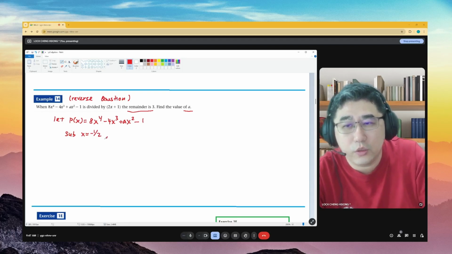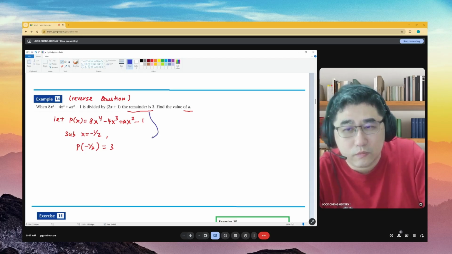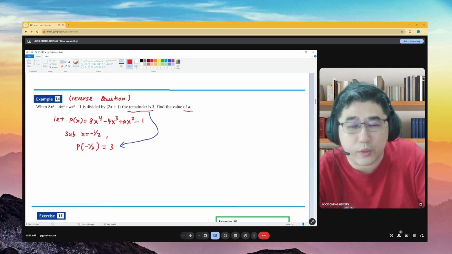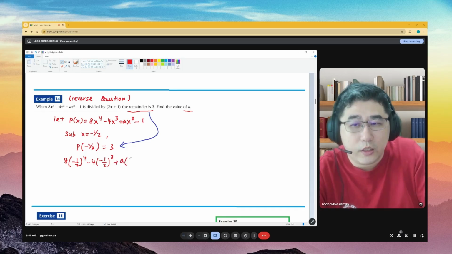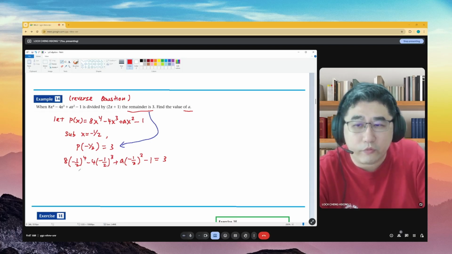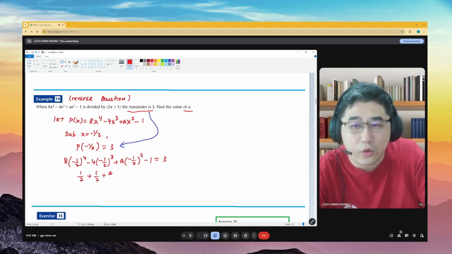According to the information by the remainder theorem, p of negative 1 over 2 equals 3. This is the information that they tell us. So all I need to do is my calculation. 8 times negative 1 over 2 power 4 minus 4 times negative 1 over 2 power 3 plus a times negative 1 over 2 squared minus 1 equals 3. Then I simplify the value, so I have 1 over 2 here, minus, plus 1 over 2 here, then this is a over 4 and minus 1 equals 3.